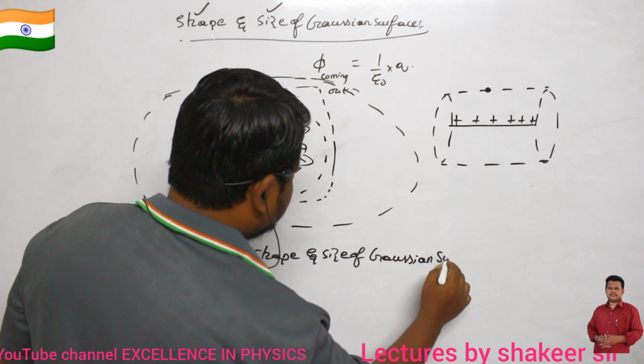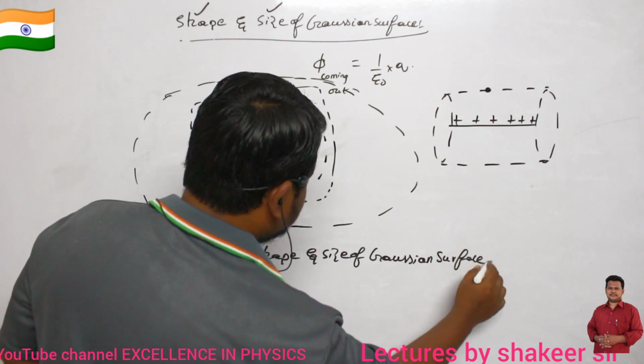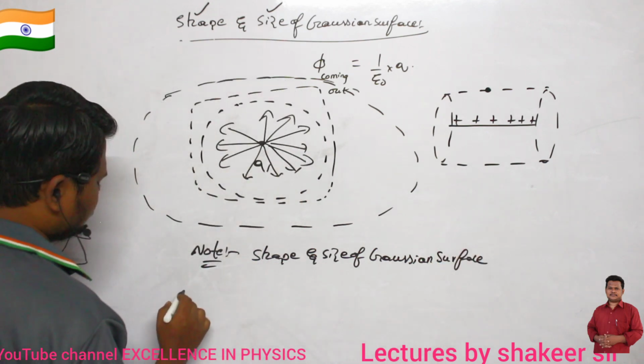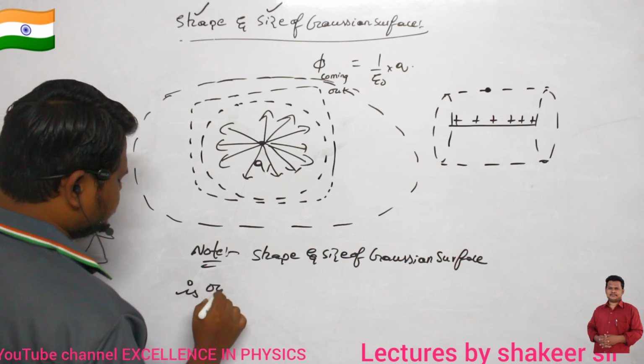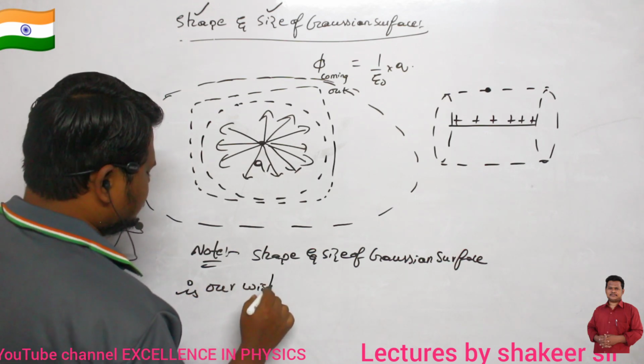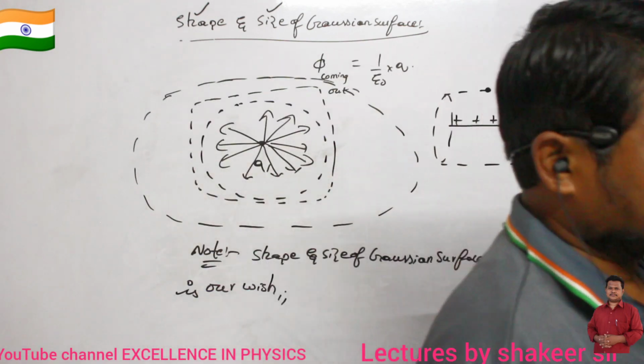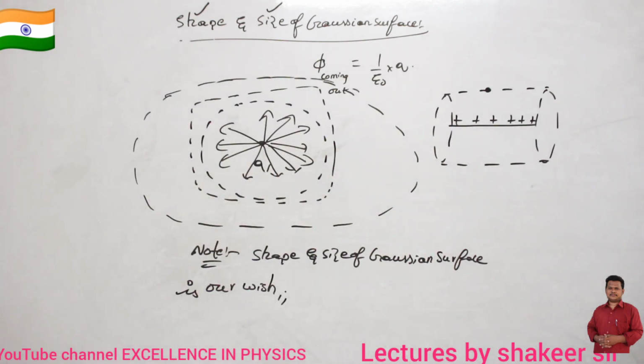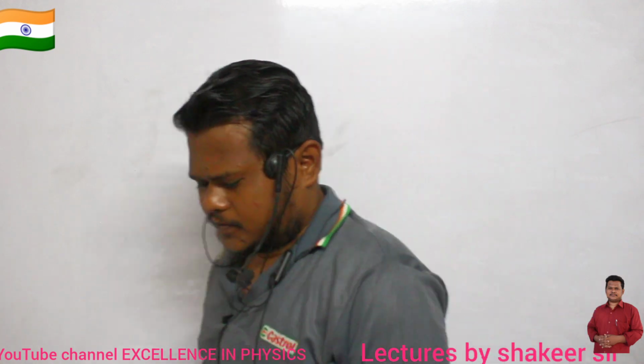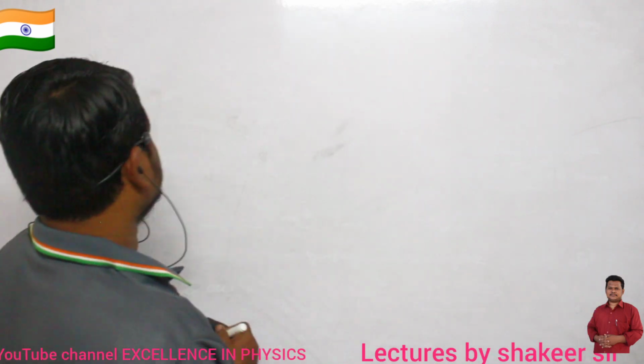Shape and size of Gaussian surface is our wish. It means you can take any shape and any size of Gaussian surface. That is the meaning of this one. So first example is this one.